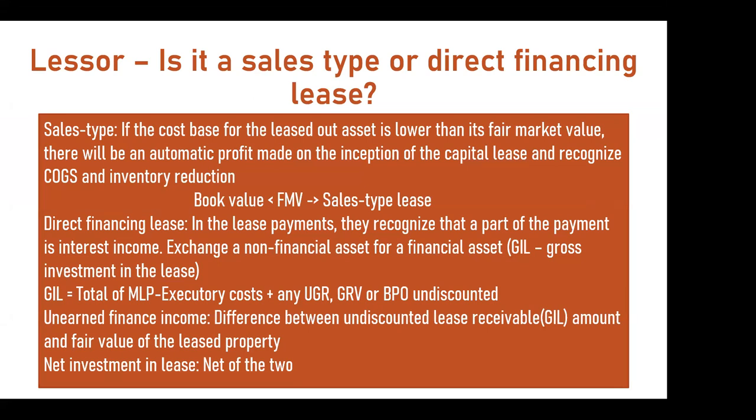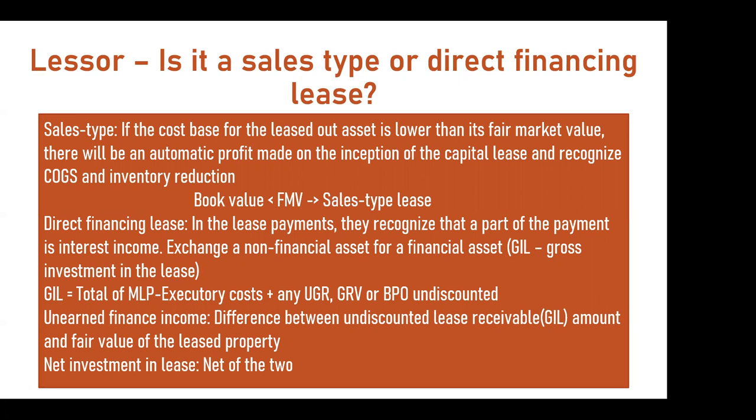And then if it is a capital lease for the lessor, it's a capital lease first, and then there's two types of capital leases. There's a sales type and the direct financing lease. So the sales type is if the cost base for the leased out asset is lower than its fair market value. There will be a profit made on the inception of the capital lease and recognize cost of goods sold and inventory reduction. So if your book value and your fair market value of the asset that is being leased out is different, you're gonna have a sales type lease, but that's only if it's a capital lease.